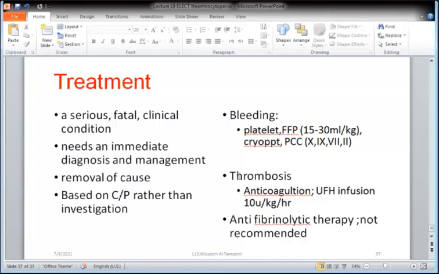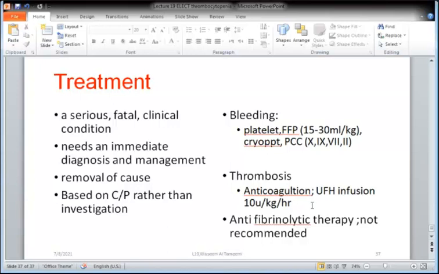اذا المريض جاني with thrombosis, acral ischemia and purpura fulminans, اكيد I have to start with anticoagulation therapy, and here the unfractionated heparin must be given as an infusion, 10 units per kg per hour.